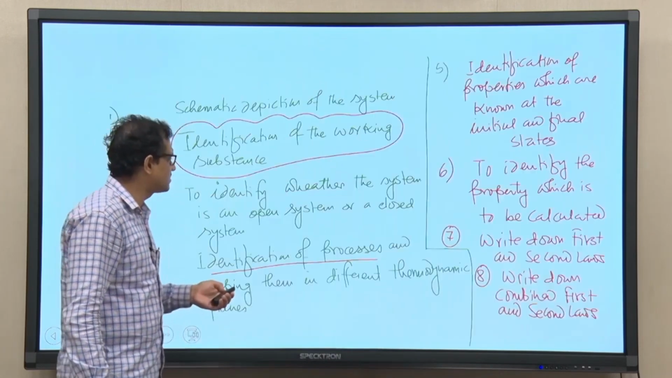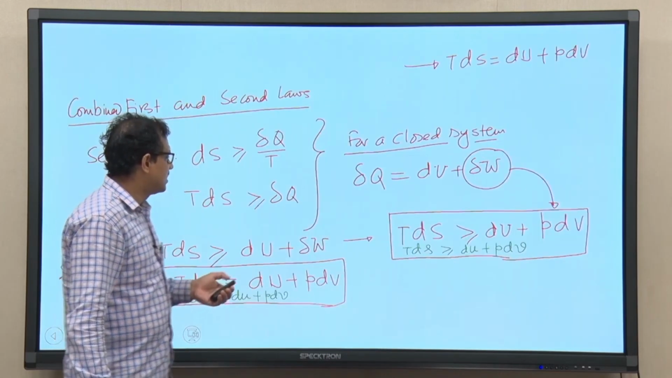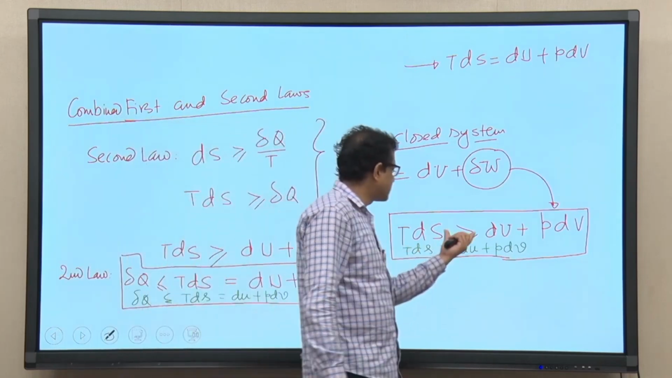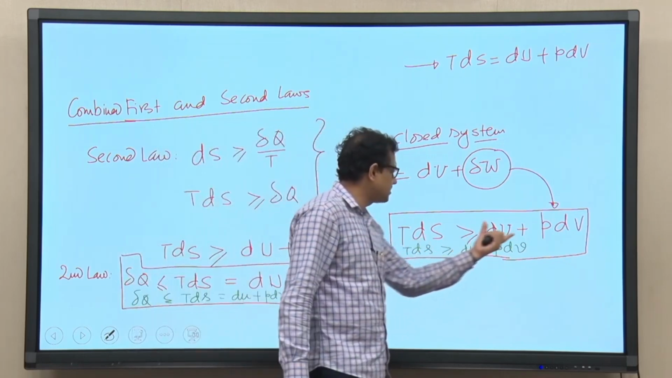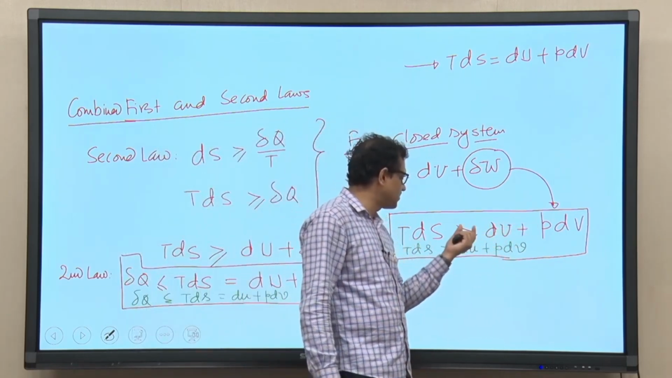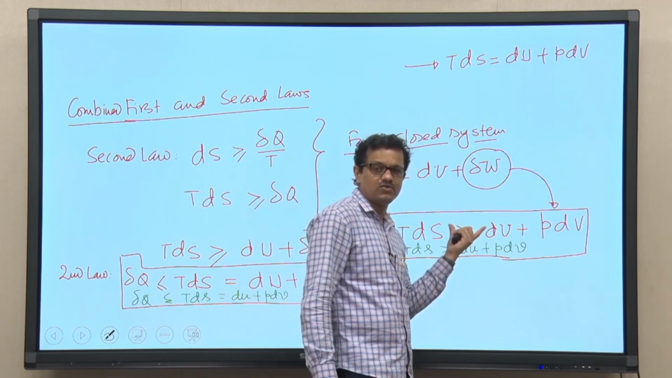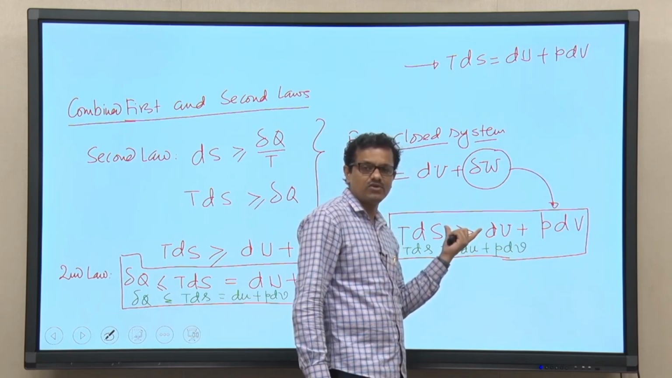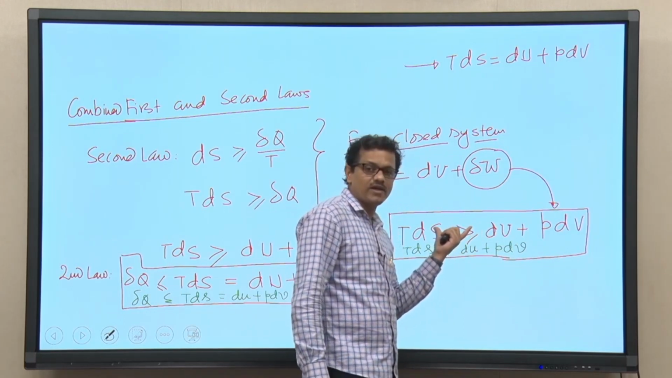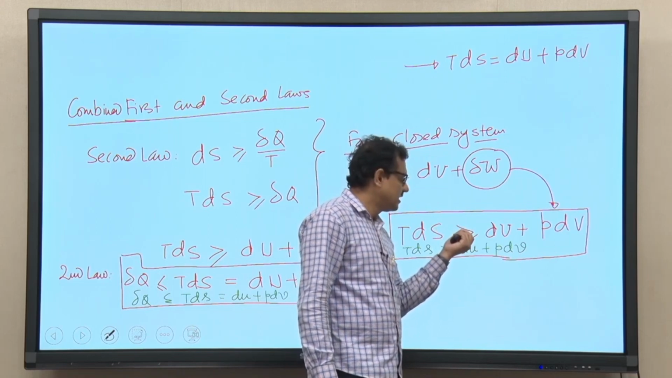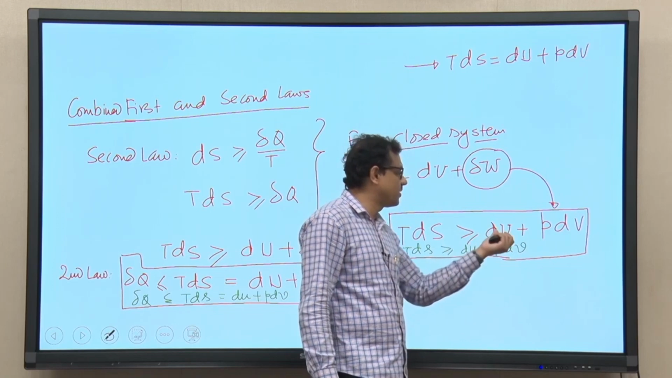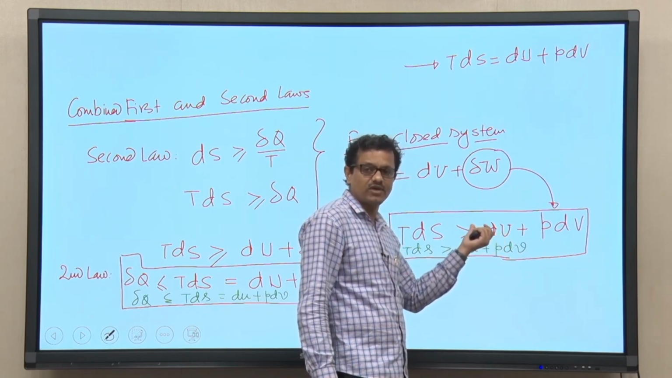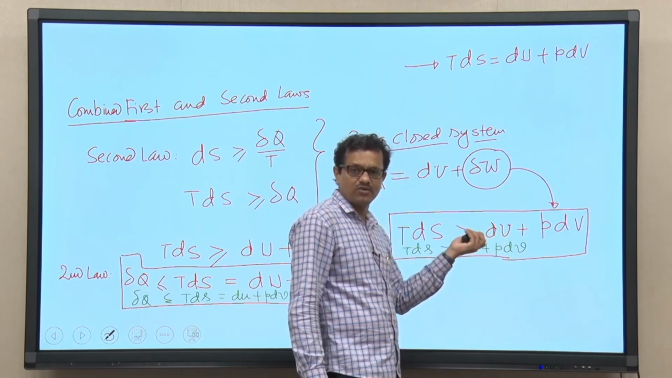If we go back to the previous slide, in this equation you can see that this is basically TdS greater than or equal to du plus PdV. So, basically equality of this particular equation. This is essentially the TdS, the combined first and second law. If you eliminate this inequality sign, you are getting TdS equal to du plus PdV. So, this is the property relation that we have written.